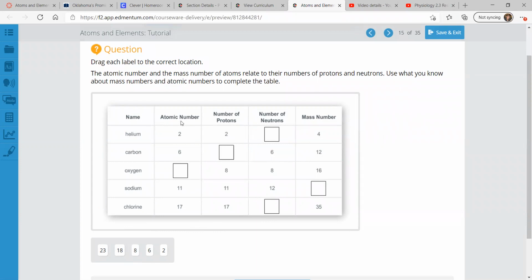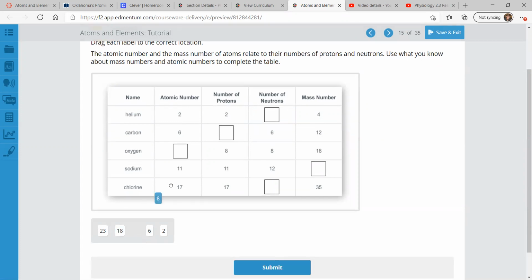The atomic number equals the number of protons. You see how helium has 2 and 2, sodium has 11 and 11, chlorine has 17 and 17. Well, oxygen has 8 protons, so the atomic number is 8. And we can also do the reverse. Since carbon has an atomic number of 6, we know it has 6 protons.